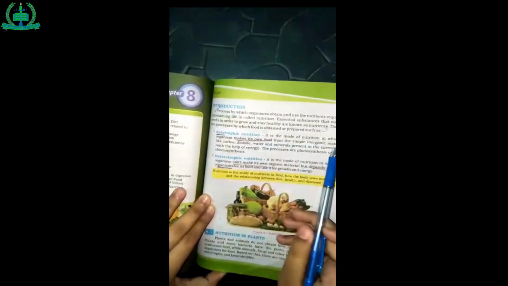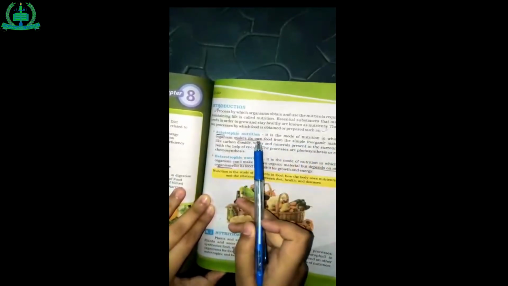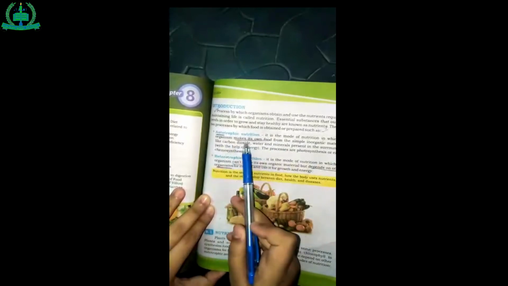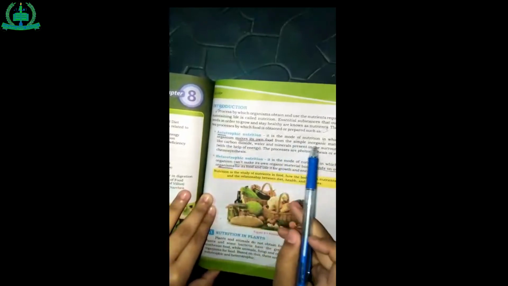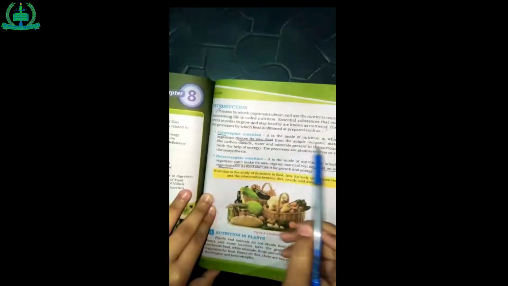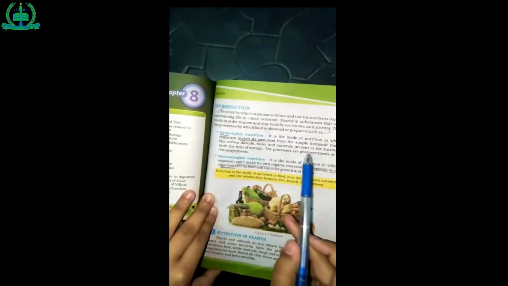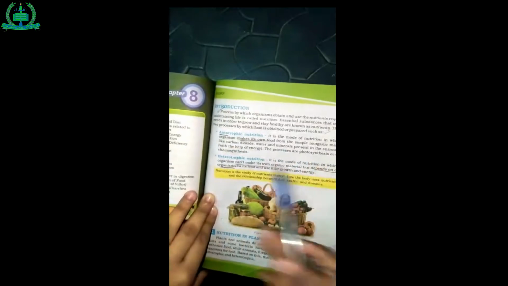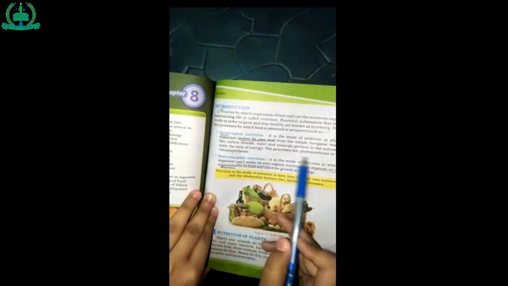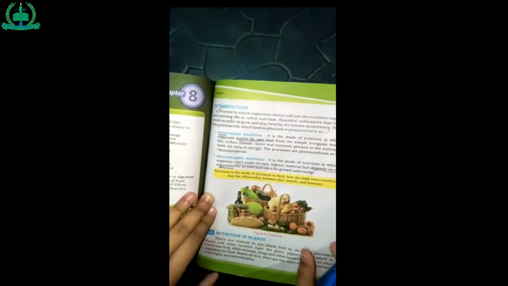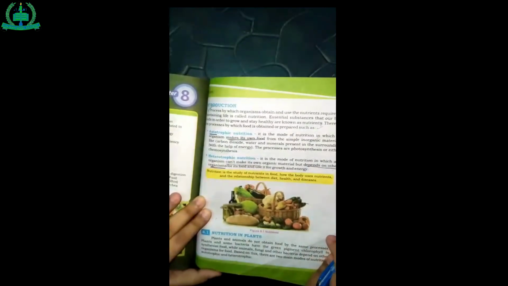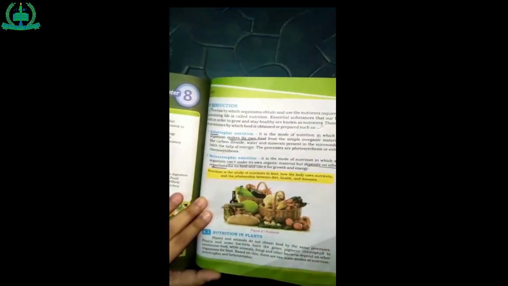It is the mode of nutrition in which an organism makes its own food from simple inorganic materials. What are the simple inorganic materials? These are carbon dioxide, water and minerals present in the surrounding, with the help of energy. The processes are photosynthesis or chemosynthesis. Now, what is photosynthesis? We'll discuss this later.